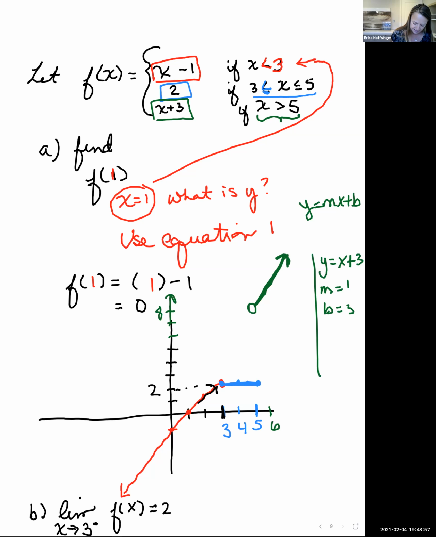If I look at the limit as x is approaching 3 on the right, so coming in on the right-hand side, my y value is also approaching 2. So that equation was x minus 1, and this equation here was just 2. Recall, if the limits are the same on the left and the right, then the limit exists and it goes to that number. So the limit as x approaches 3 of f of x is 2.